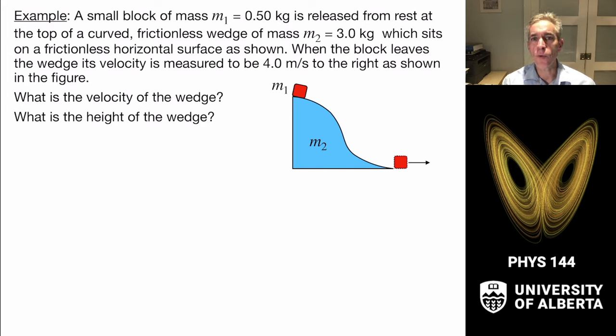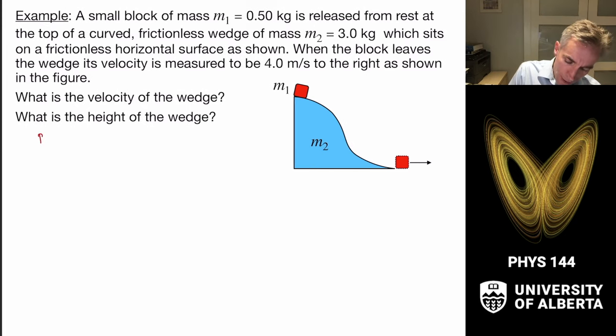When the block leaves the wedge, its velocity is measured to be 4.0 meters per second to the right, as shown in the figure. We want to know what the velocity of the wedge is and how tall the wedge is. And we can figure both of those out from our conservation laws. So step one is to figure out the velocity of the wedge.